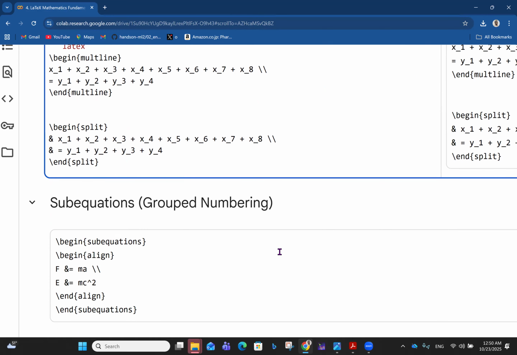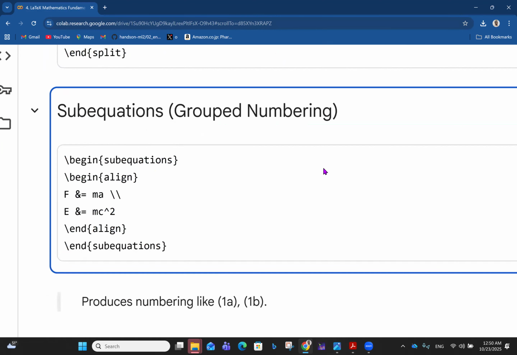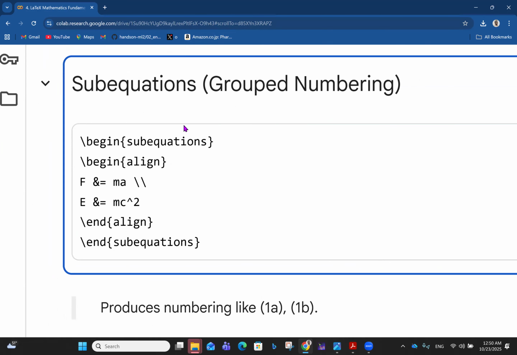Okay. Then we have subequations for grouped numbering. If you want to number your equations like 1a, 1b, 2a, 2b, you can use begin subequations.